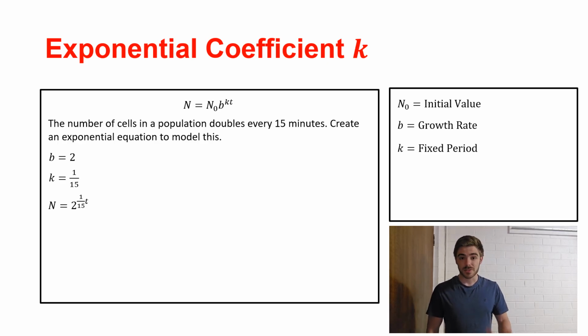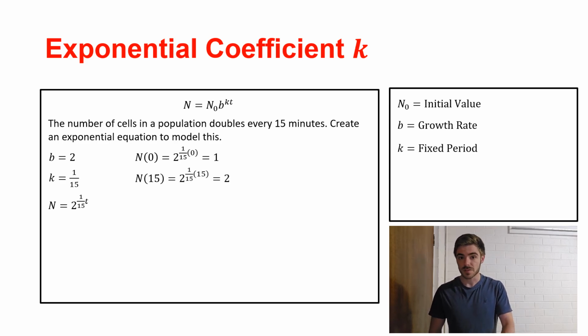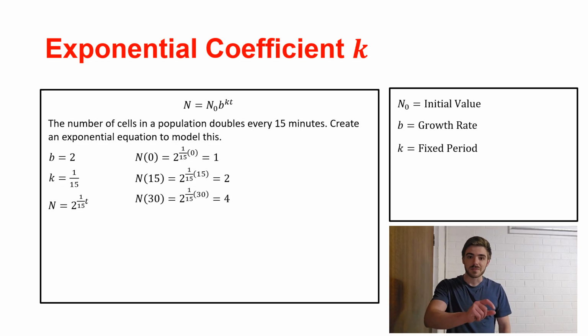If I sub in t equals 0, I get n equals 1. As expected, it was the initial value, and so when I sub in t equals 0, I should get the initial value. But when I sub in t equals 15, I get 2, which is twice as large as 1 was. If another 15 minutes elapses, I would sub in t equals 30, and in this case, I get 4. Once again, we've doubled the previous amount.